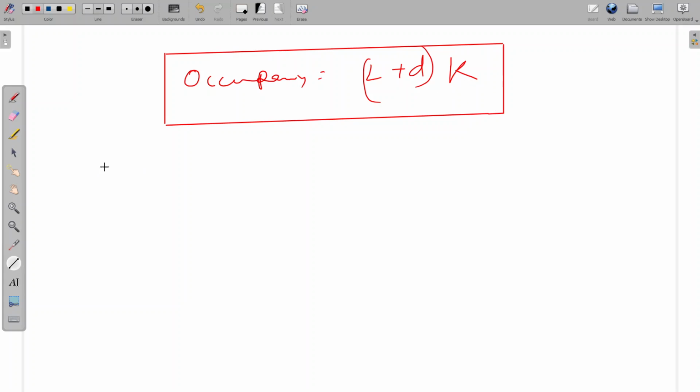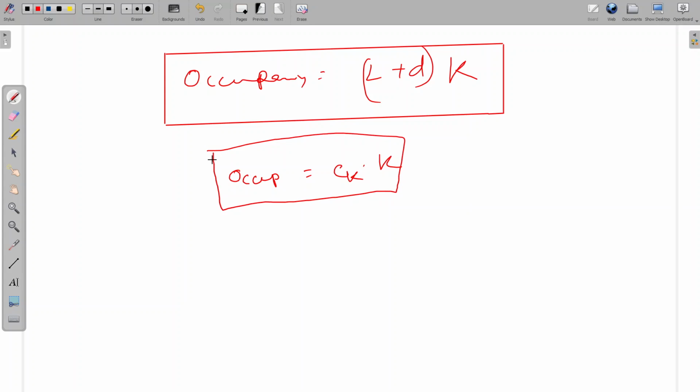You can give another term here. Some books write it like occupancy is equal to CK. Okay, a simple one-term CK, where C is nothing but the average length of the vehicle L plus the detector length D. So this L plus D will always be constant. We can assume that it's constant. So this is the relationship between the occupancy and density.